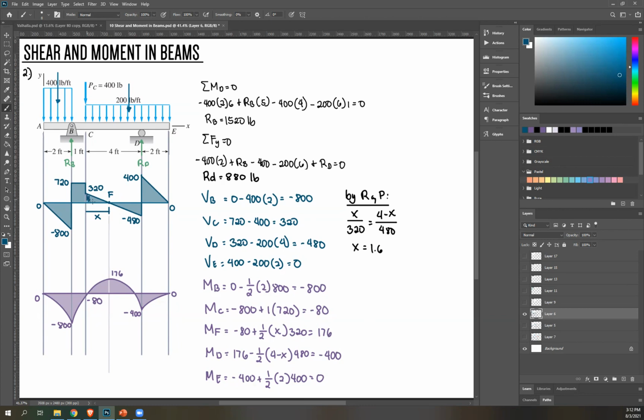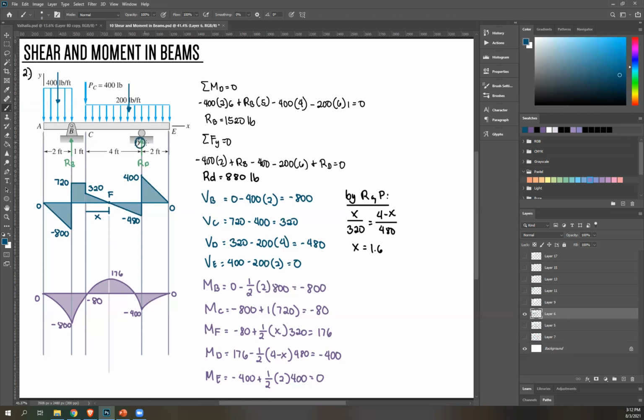So once again, your area is positive. Therefore, your slope for the next diagram should be positive as well. So you're going to go upwards once more. So from negative 80 going upwards, you'll get positive 176 here. And then after this point, your area becomes negative for the shear diagram. So your slope now should be downward. Once again, positive slope for positive area, negative slope for negative area.